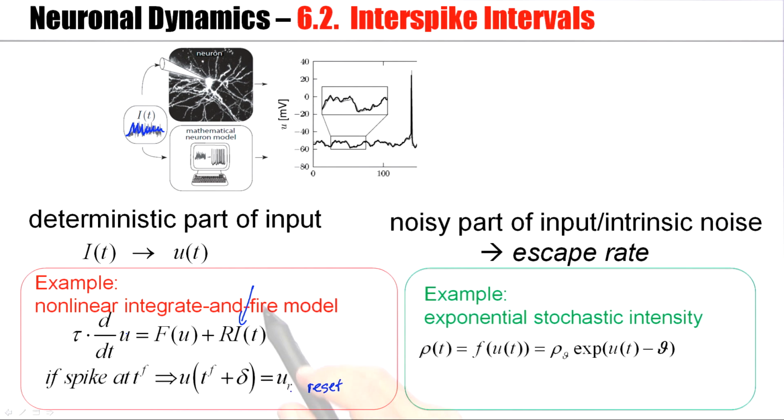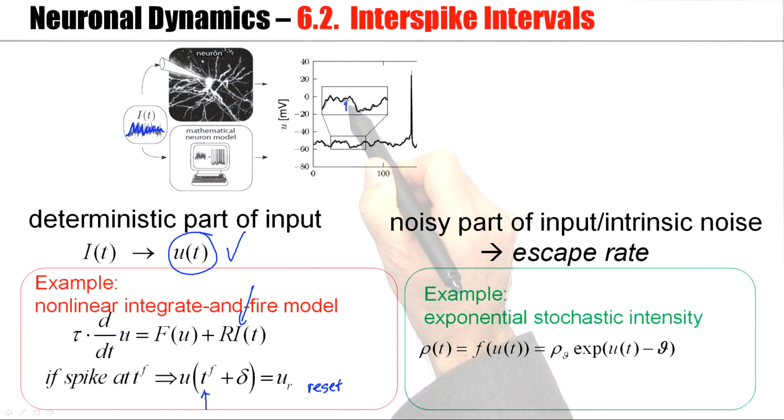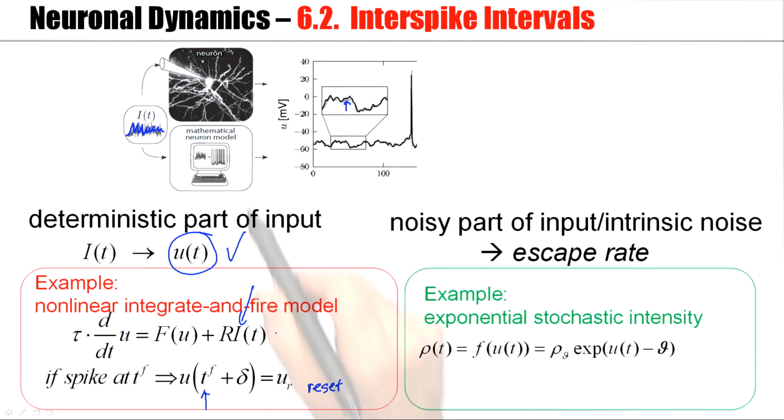So, if we know the deterministic input, and if we know the firing time t_f of the last spike, we know that integration starts at UR, and we can just integrate this, and we have our deterministic membrane voltage u of t. Now, this u of t will be sort of the thin line in this graph. This is the model voltage. The real neuron would be the thick solid line.